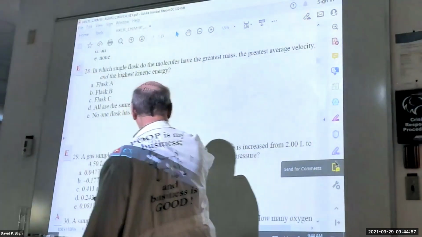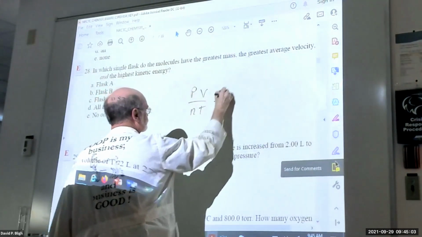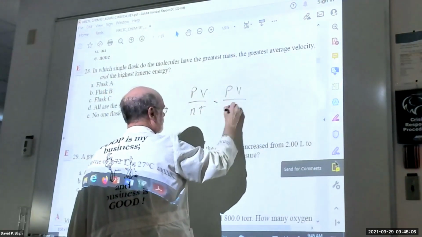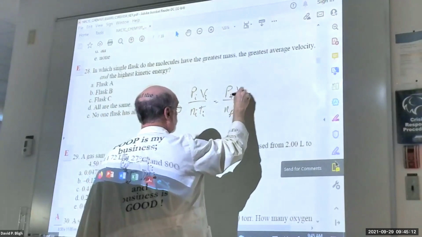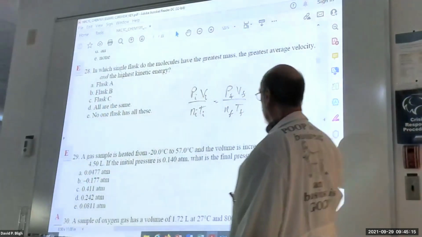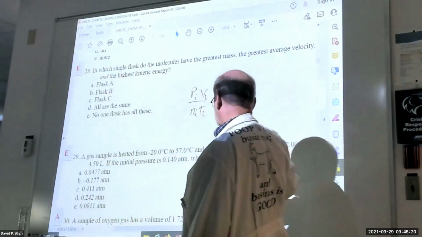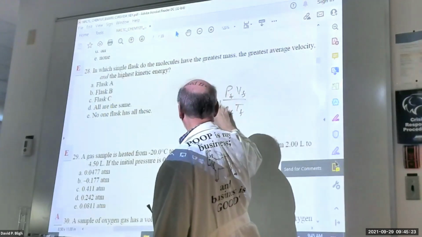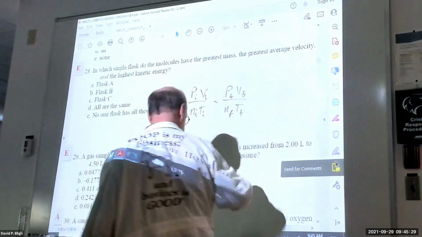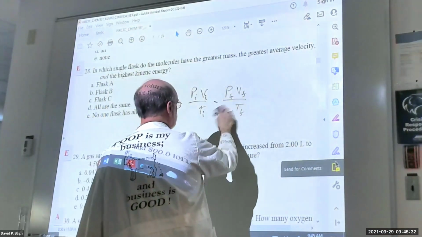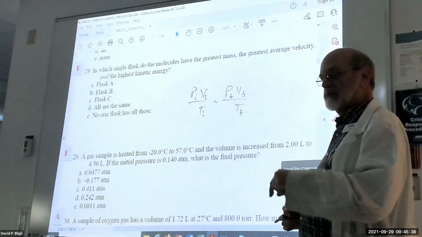Okay, so we've got temperature. Let's write the combined gas law first. All right, initial. Final. Okay, we're going to let temperature vary, so we've got to keep that one. Volume varies, we've got to keep that one. Pressure's going to vary, so we've got to keep that one. Moles is the same. A gas sample is heated. All right, so we can get rid of moles. There we go. So now we have to be sure that we're putting our values in the right place.